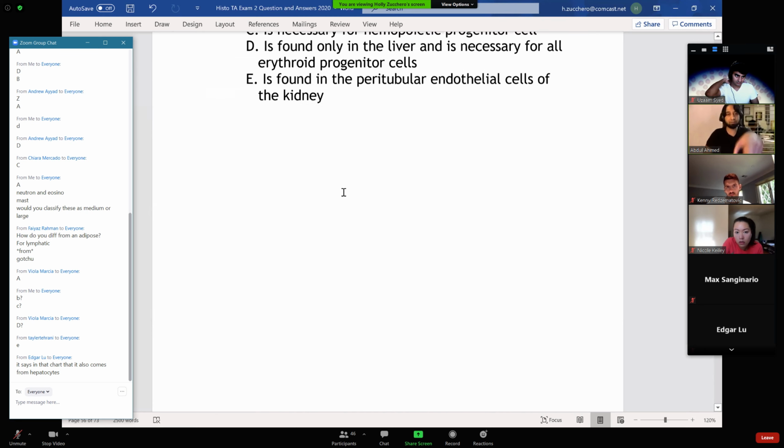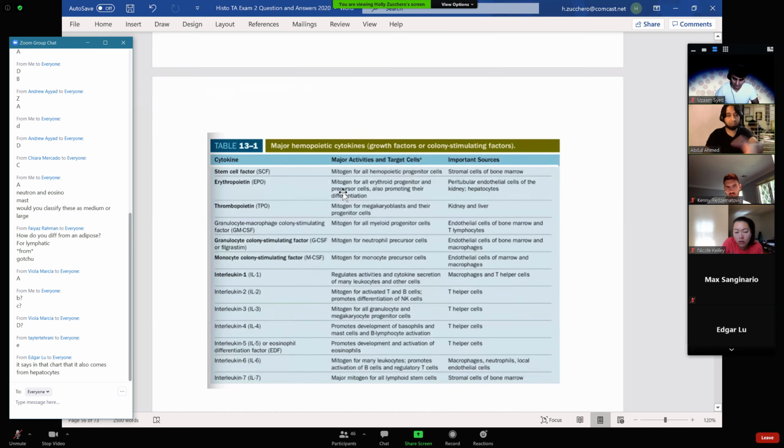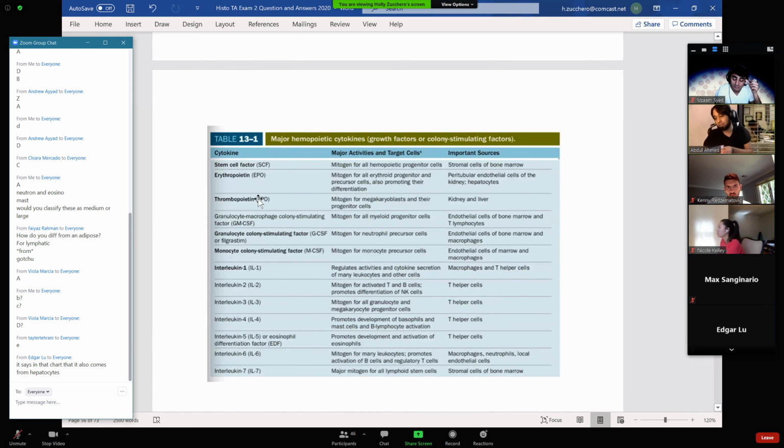So you can go down, take a picture of this. I think it's in your textbook as well. I took it straight from the textbook. So this is what all these things do. Do remember what these do, especially stem cell factor. And stem cell factor is for all hemopoietic progenitor cells, erythropoietin and thrombopoietin.